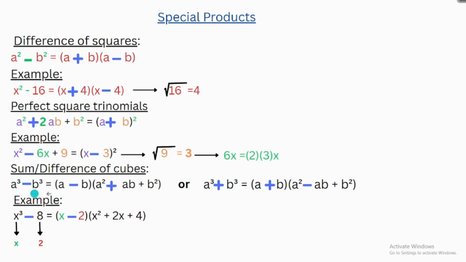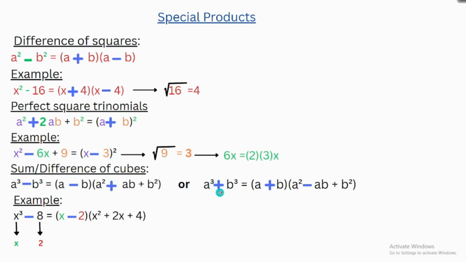The cube root of a, the cube root of b, and put the sign. We have this bracket, we will make the other. From this bracket, we will square the first, square the second, inverse the sign. We will multiply a times b.